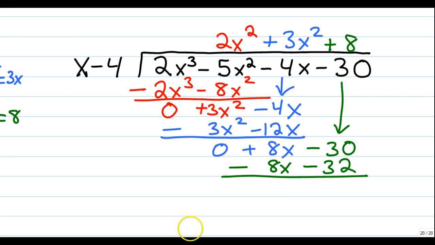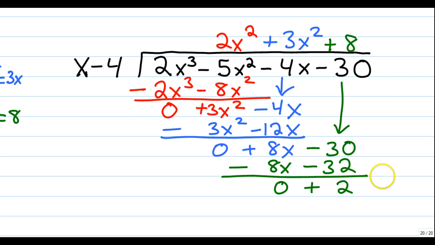All right, now we're ready to do our subtraction. So 8x minus 8x is a 0. A negative 30 minus a negative 32. So negative 30, put these two together, plus 32. So negative 30 plus 32. Opposite, so subtract them. So that leaves you with a 2, and it's a positive 2.